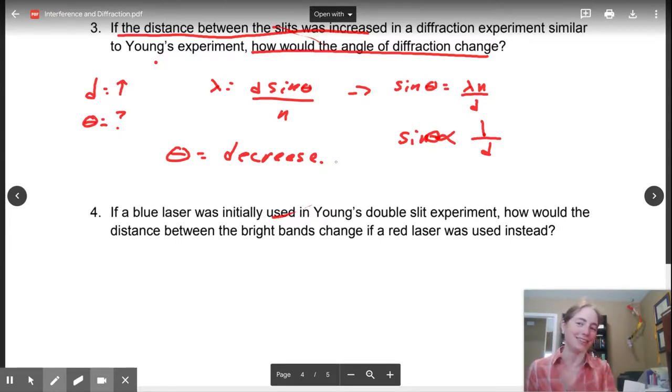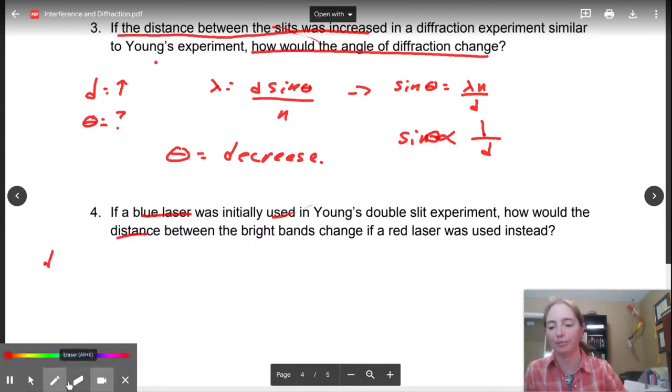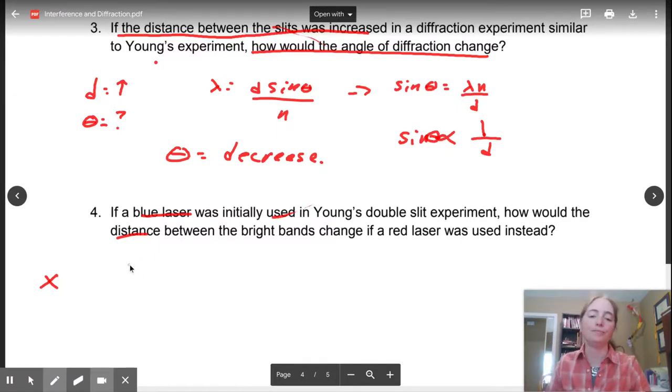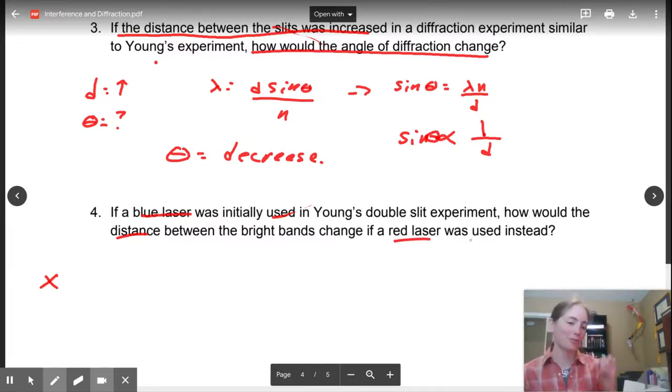Okay, let's look at our next one. A blue laser was initially used in Young's double-slit experiment. How would the distance between the bright bands, so we're not looking at d, we're looking at x, change if a red laser was used? Okay, this is where you're going to want to pull out your beautiful EMR spectrum pages. Pull that out, and have a look to see where your blue and where your red is.